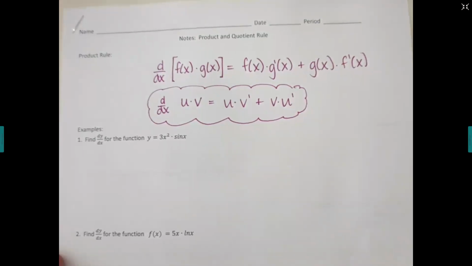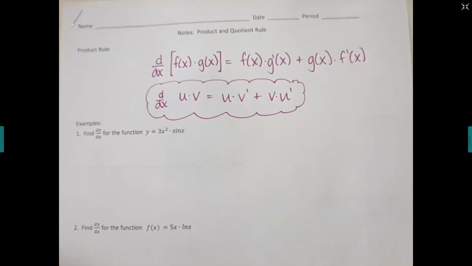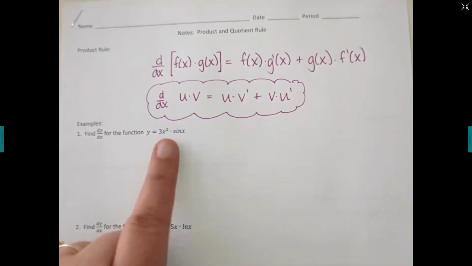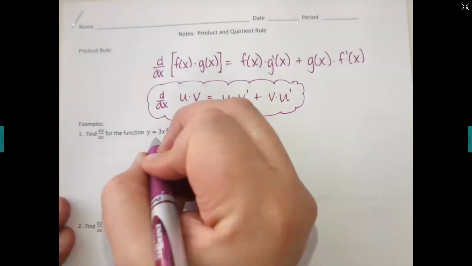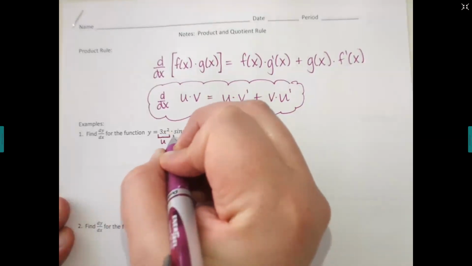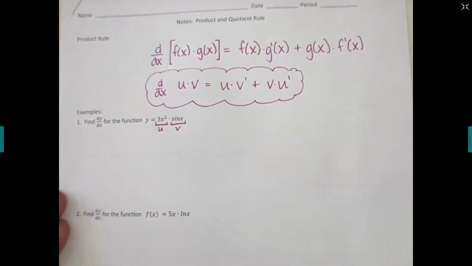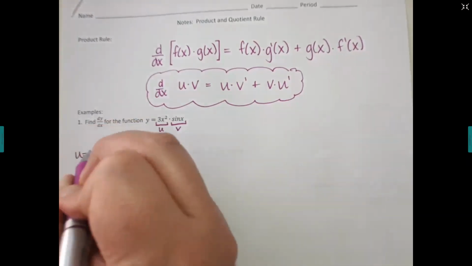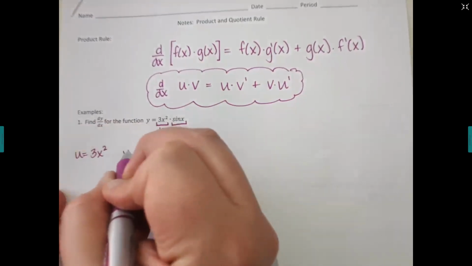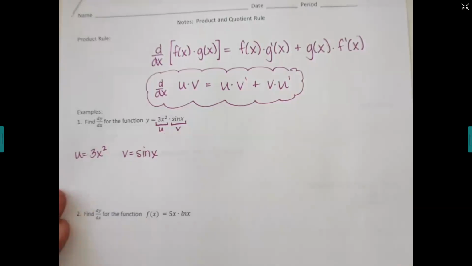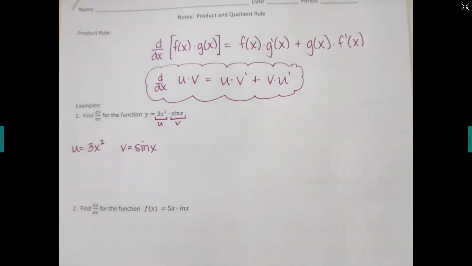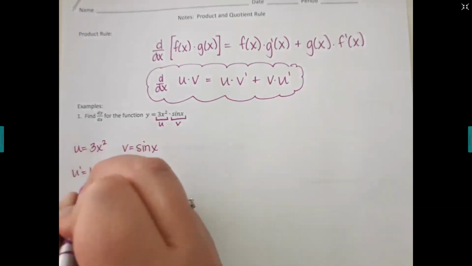The first thing that you're gonna do is you're gonna look for the pieces of your product. So if I'm looking at number 1, I have a 3x squared sine x. That means that this is my u, this is my v. So the first thing that I'm gonna do is I'm gonna write down that my u equals 3x squared, my v equals sine x. Okay, then I'm gonna take the derivative of those pieces separately. So I have a 3x squared. What would the derivative of that piece be? 6x is correct, very good.